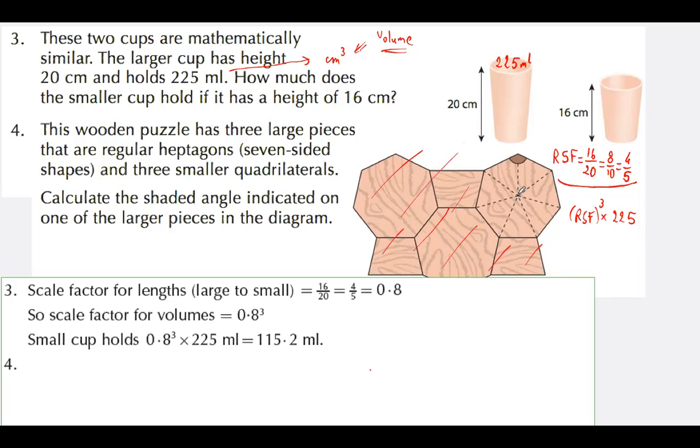So, angles round a point. What's the total angle around a point? 360. So first thing first, I'm going to put here what I know, 360. Because it's a regular heptagon, it means all these lines are equal. So they're all equal.